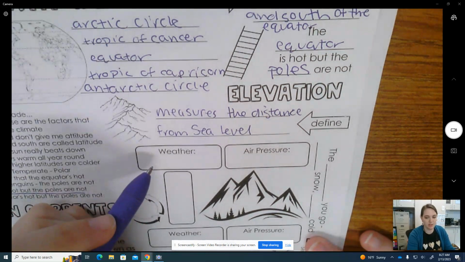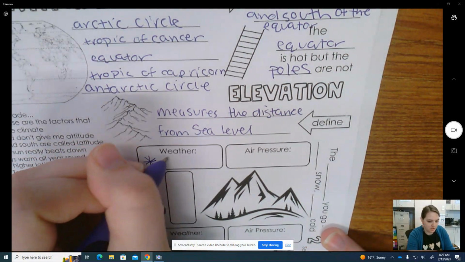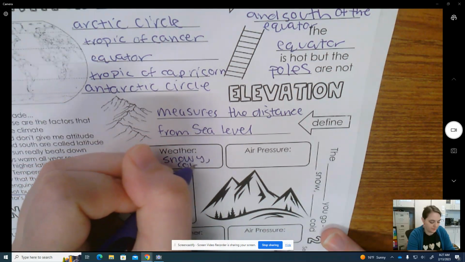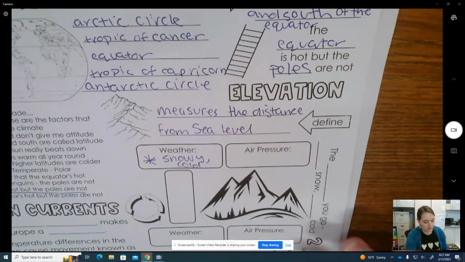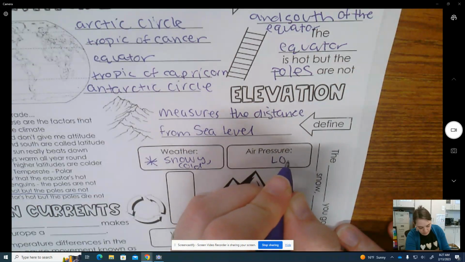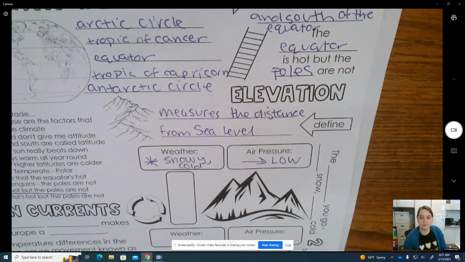Now the weather in higher altitudes is snowy and cold. Higher elevations, it's snowy and cold. And the air pressure is low. Low pressure. Not a lot of stuff in the air to push down on you.